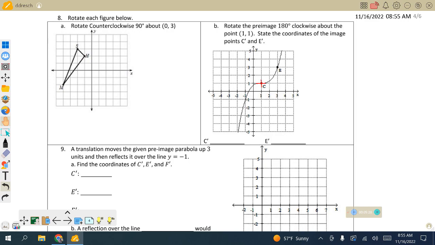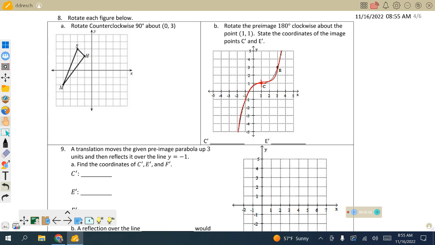So on my patty paper, I have two things on there. I've got the pre-image, but then I got to put that mini XY axis so we can keep track of our turns. It doesn't say to rotate on the origin. This one says to rotate at 1, 1. So I put it at 1, 1. Then I take my patty paper and I turn it 180 degrees.